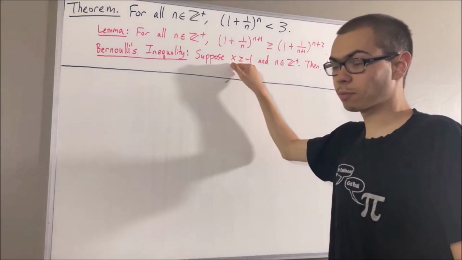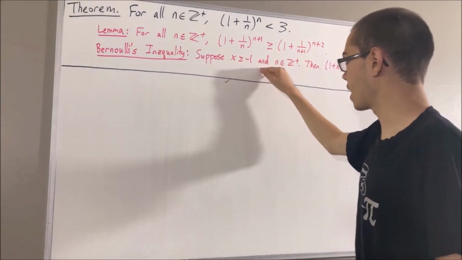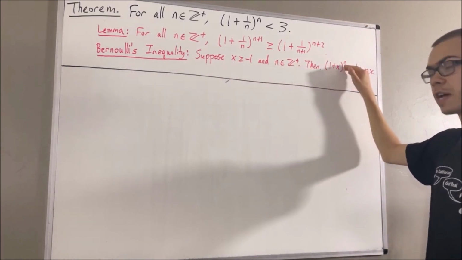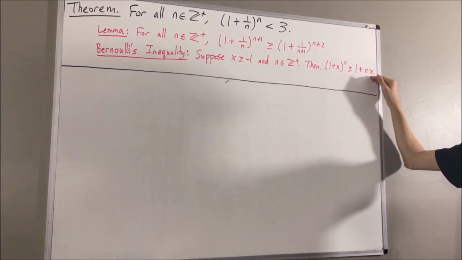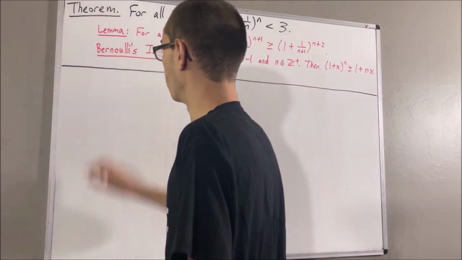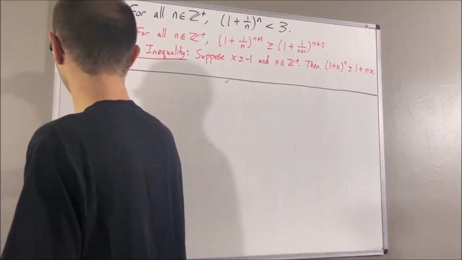Suppose x is a real number greater than or equal to -1, and n is a positive integer. Then (1 + x)^n is greater than or equal to 1 + nx. Okay, so let's get into proving this lemma.